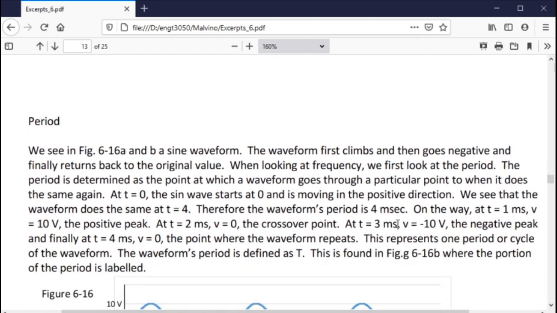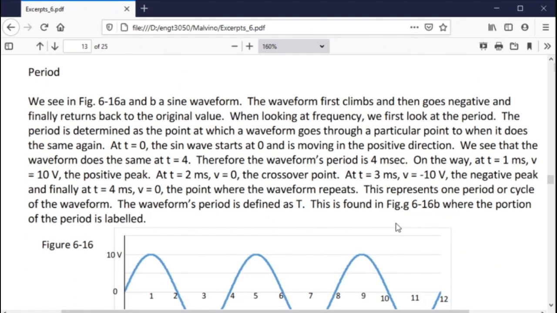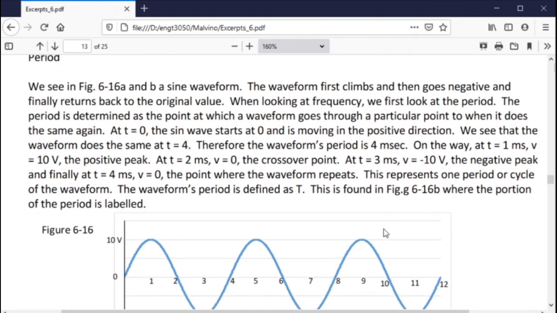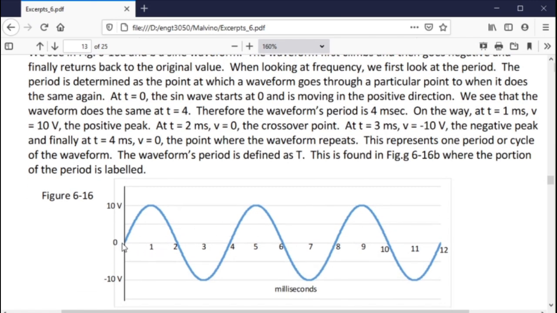Anyway, so the period is the time between when it does it to when it does it again. Here it starts up, and here it starts down, but that's going in the wrong direction, so it's not a period from there. The period is from this point to this point. So when it cuts the zero axis to when it cuts the zero axis going in the same direction again is the period. So the period of this waveform is 4 milliseconds. It's called capital T, and it's 4 milliseconds.